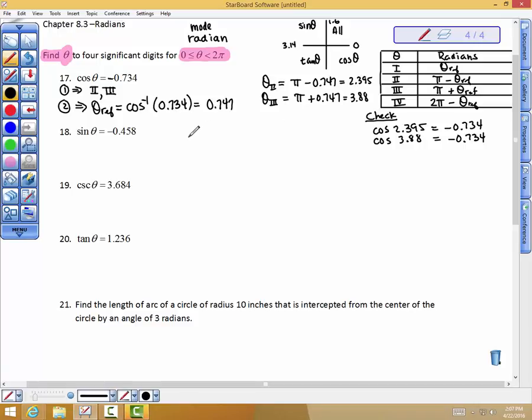Again, ultimately we're going to be graphing the trig functions. Maybe you should pause for a minute and do this problem on your own.